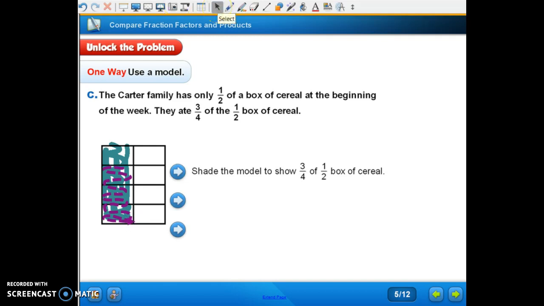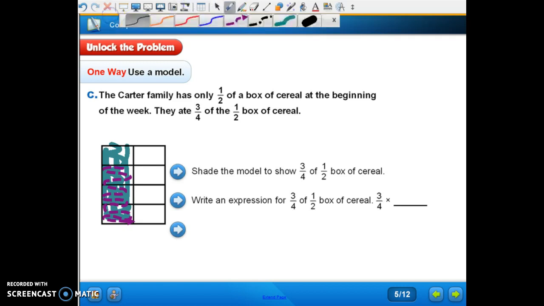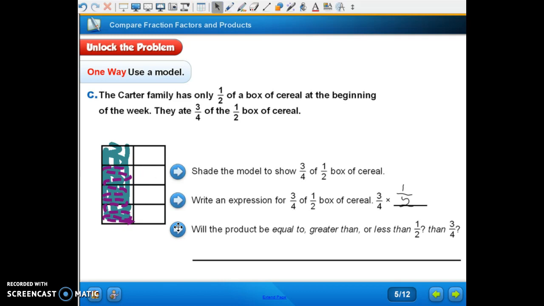Do you have any questions on that? We shaded half the box and then we shaded 3/4 of 1/2. Okay, so write an expression, 3/4 of a box of cereal. That of is really the key. 3/4 of what? Half. 1/2. Will the product be equal to, greater than, or less than 1/2, or 3/4? Greater than.